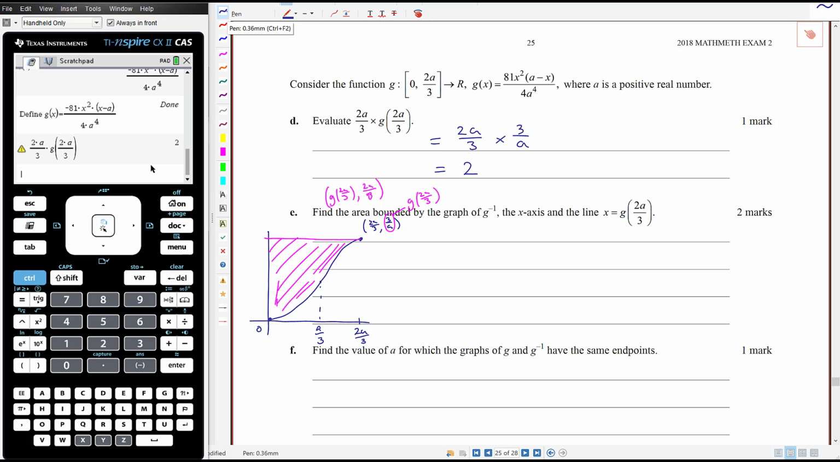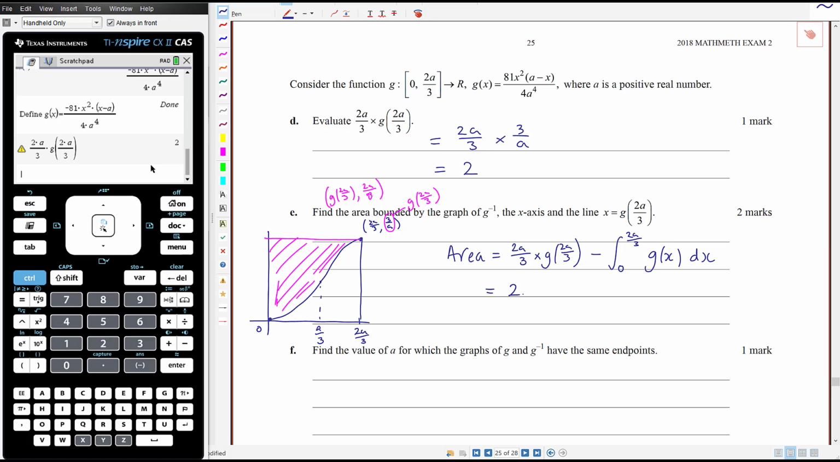So it's going to be the same as that area, which is essentially that square, which is just what we worked out in the previous question. So the area of the square is going to be 2a on 3 times g of 2a on 3, which we've already worked out as being 2, and then we're going to take away the integral from 0 to 2a on 3 of g of x.